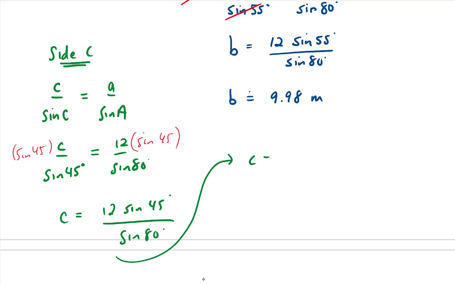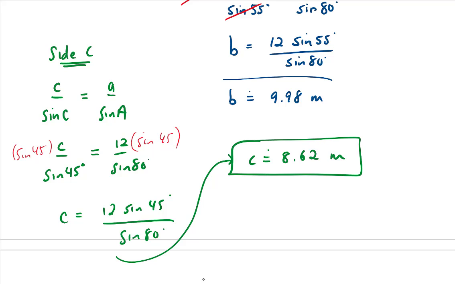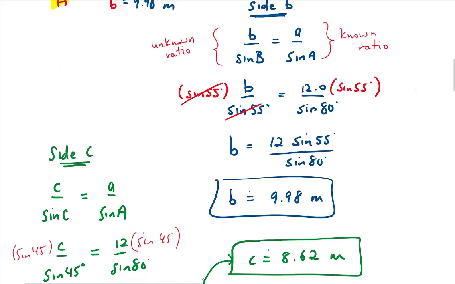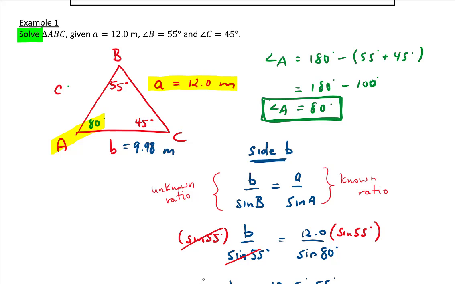And finally, we can approximate the side length for C. So we type this in: 12 sine 45 divided by sine of 80, which gives us 8.62, or approximately 8.62 meters. So there is side C. There is side B using the sine law, and up top was angle A. So we can take C, 8.62, and add it to our diagram. And there we have all the side lengths and all the angles.